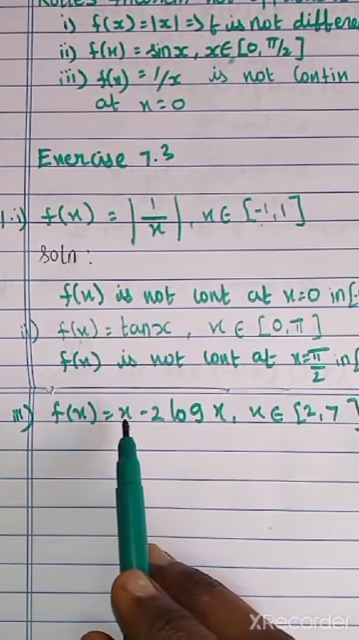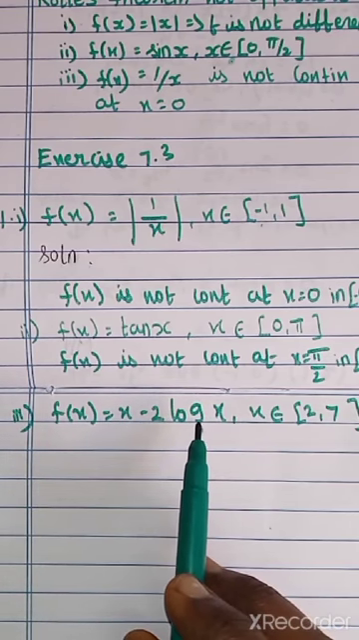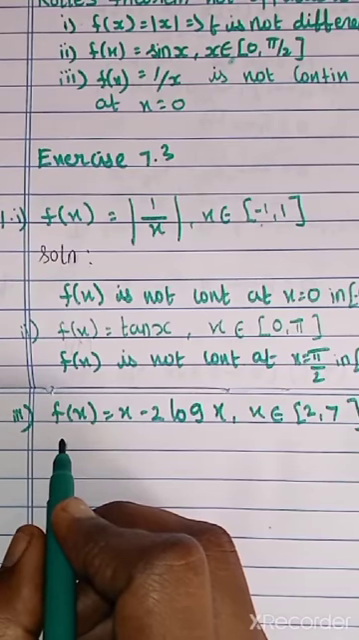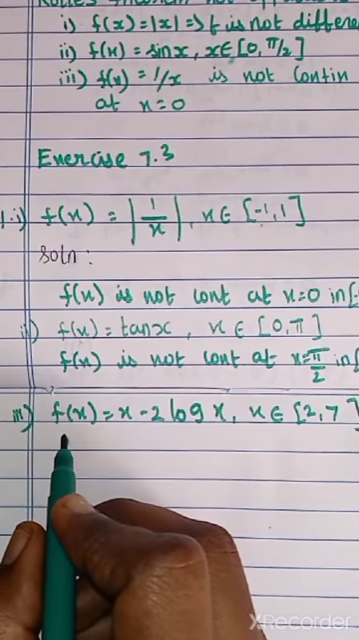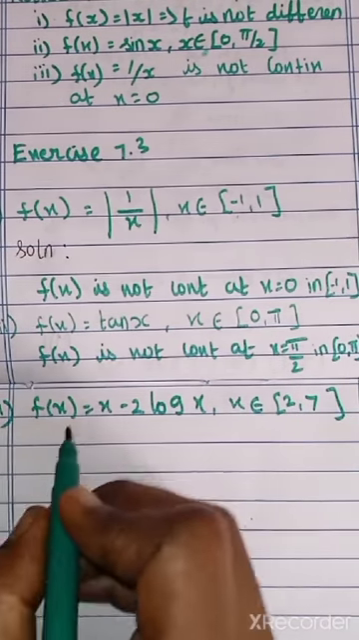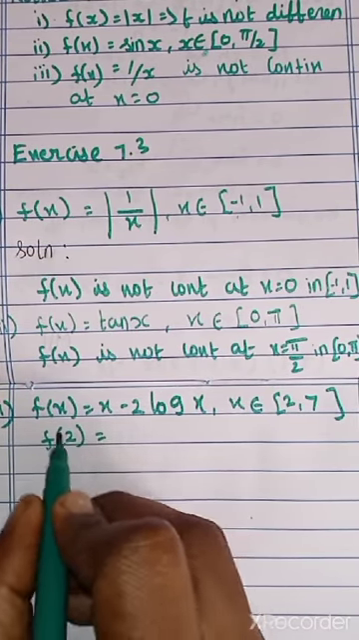So definitely this is continuous and differentiable. But why is Rolle's theorem not applicable? So what is the third condition we have to prove? F of a equal to f of b, correct? What is the interval here? 2 comma 7. So look here, I can take f of 2. What is f of 2?